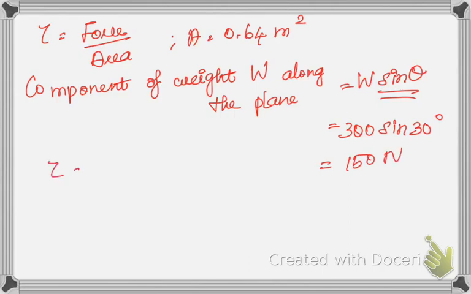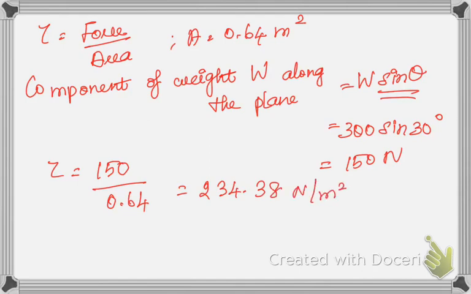So my tau will be equal to force by area. I have calculated my force. Force is 150 Newton. So 150 by 0.64, which is equal to 234.38 Newton per meter square.